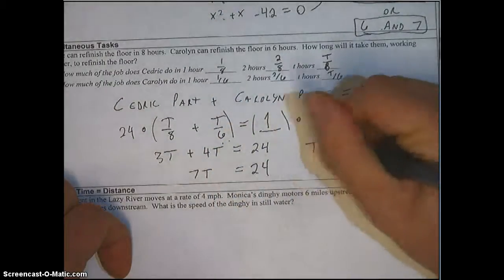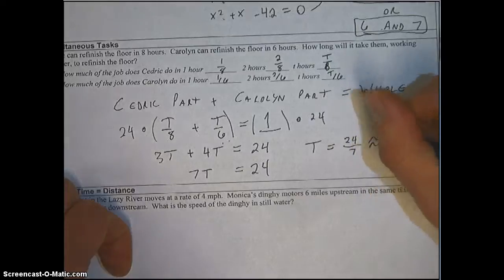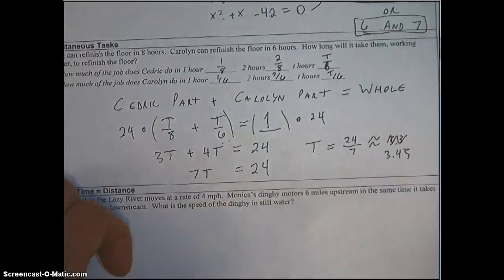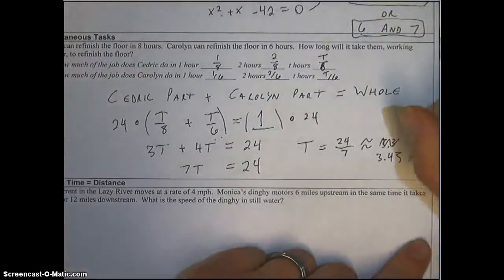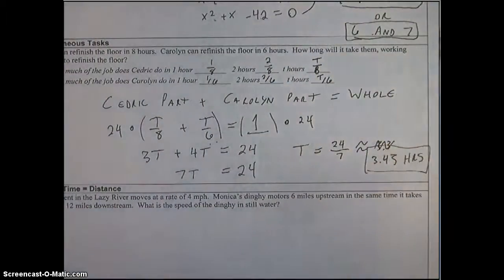And of course the last step is t equals 24 over 7, which is approximately 3.43, and the units here is hours. That's how long it's going to take them to do the whole floor together. 3.43 hours.